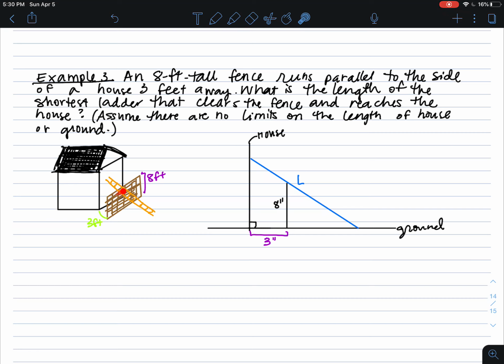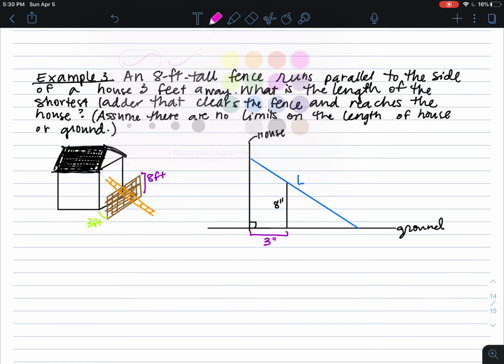Anyway, so we've got this fence. It's running parallel to the house. We have a ladder on this side of the fence that we're trying to lean up to get over the fence, but also to touch the house. And the fence is 3 feet from the house. So I drew a side profile where the house is over here. This is the wall of the house. Here's our fence, 3 feet away from our house. We've got our ladder, and then we've got the ground.